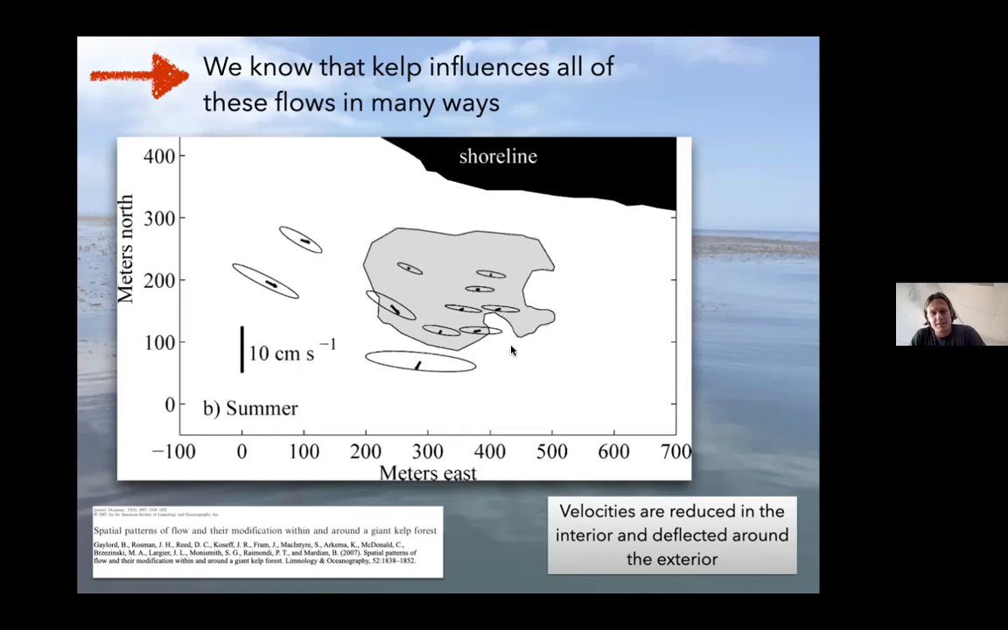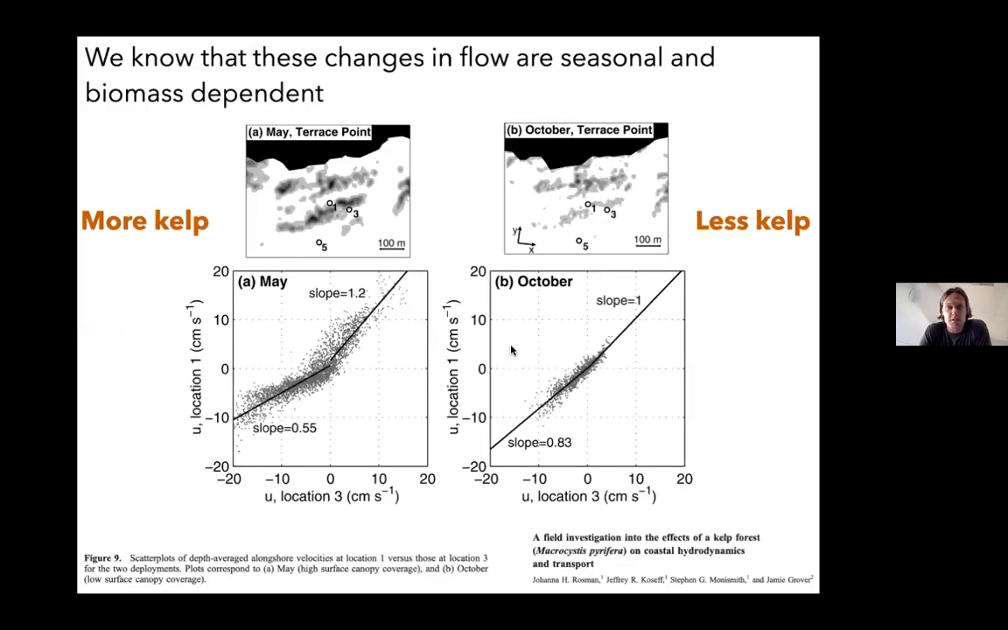Okay, so these are the things that we know. We also know that these changes in flow are seasonal and biomass dependent. This is further work from Joanna Rosman, and this is work from up in Santa Cruz. She's comparing in this set of panels two different periods: high biomass on the left in the springtime and low biomass in the fall on the right. The observations here are from a comparison of location 1 versus location 3. Both of these locations are notionally within the kelp forest.